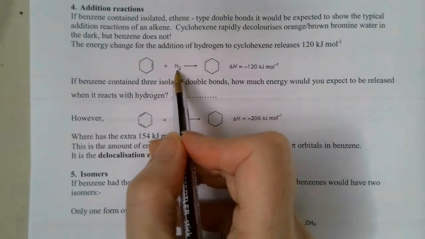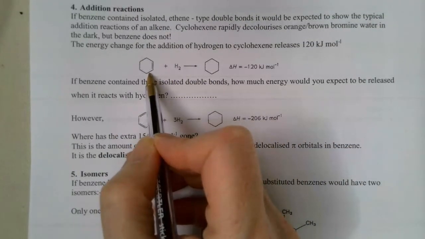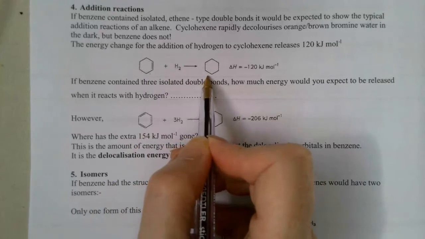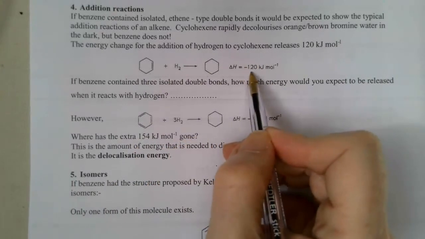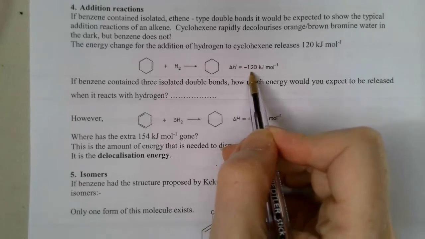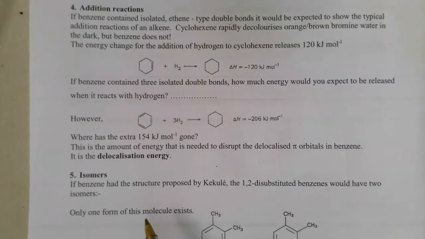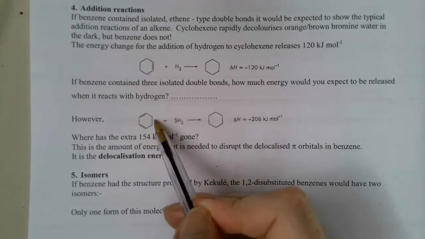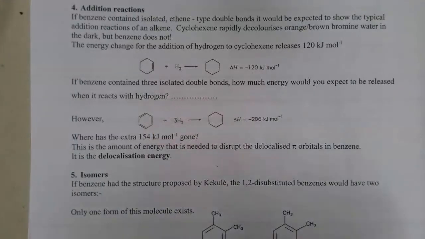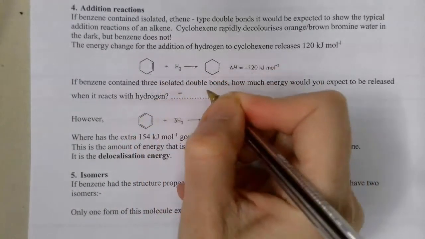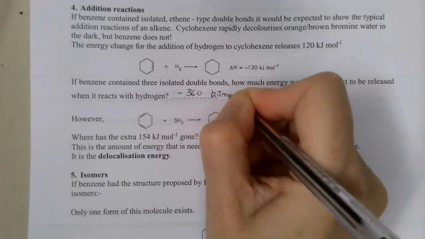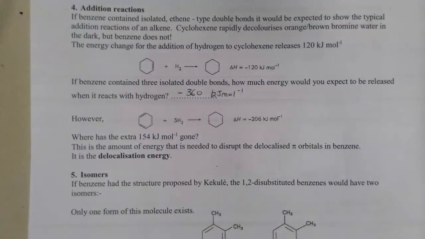So when we add hydrogen to an isolated carbon double bond, so for example when we add hydrogen to cyclohexene to make cyclohexane, it releases 120 kilojoules per mole of energy. Now if benzene was this Kekule structure, these alternating single and double bonds, we would expect the value to be 3 times this value because we would have 3 double bonds to add hydrogen across. So we would expect to release 360 kilojoules of energy. So this reaction should be exothermic, and it should be exothermic to the value 360.